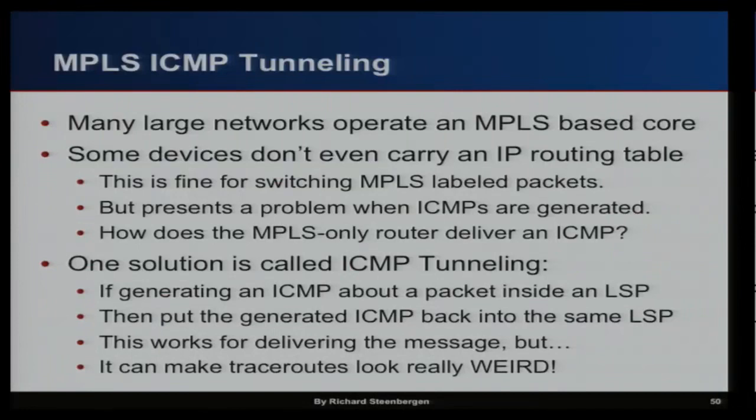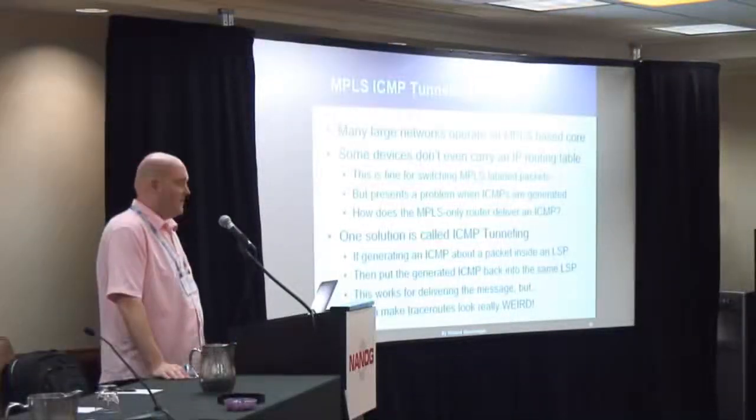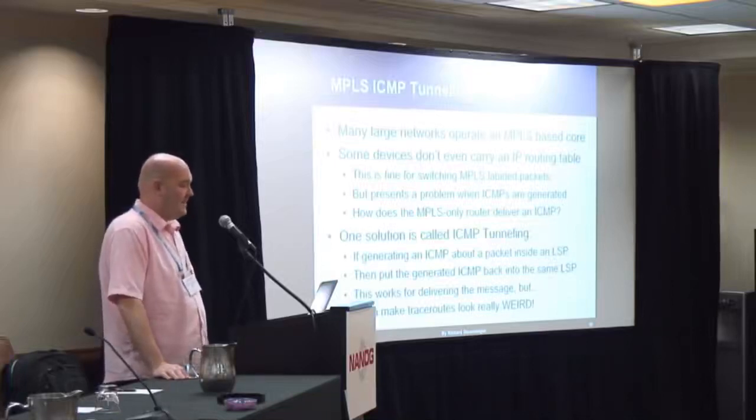But when you've got an MPLS only box and you are trying to show that hop, you need to figure out, where am I going to send that ICMP back? And if you don't have a routing table and you can't do that lookup, you've got a problem. So one common solution to this is something called ICMP tunneling.